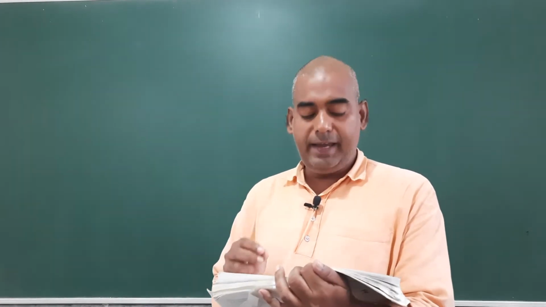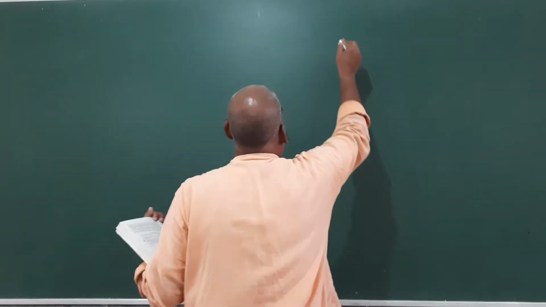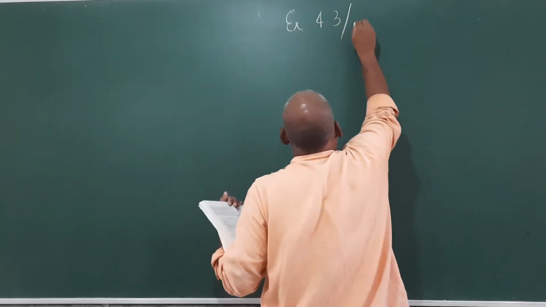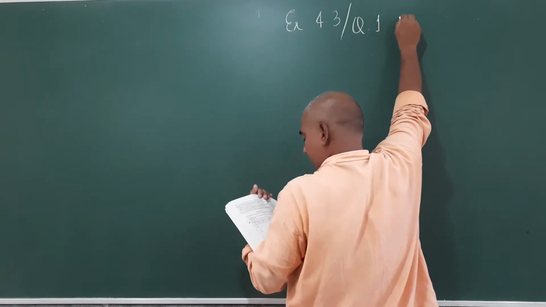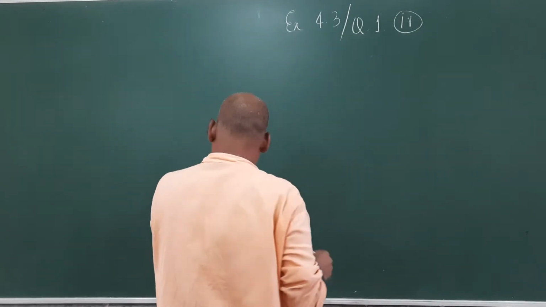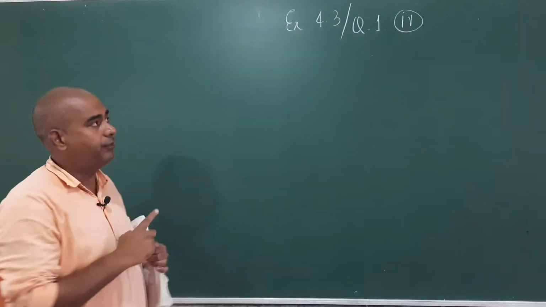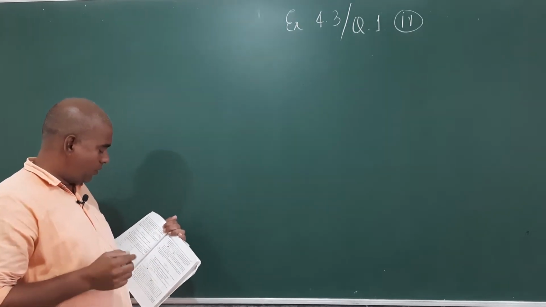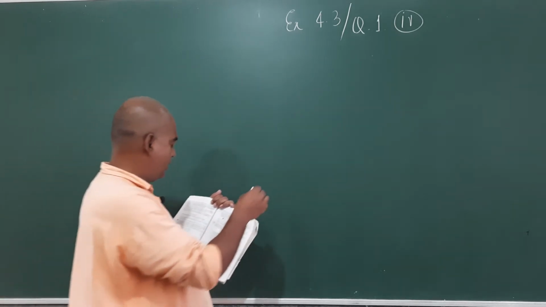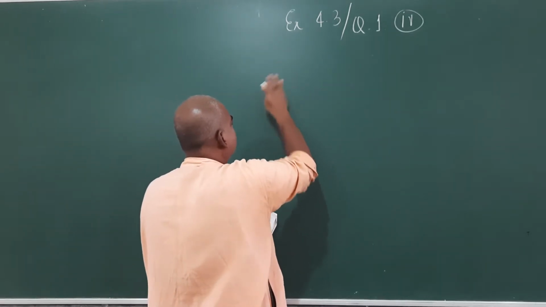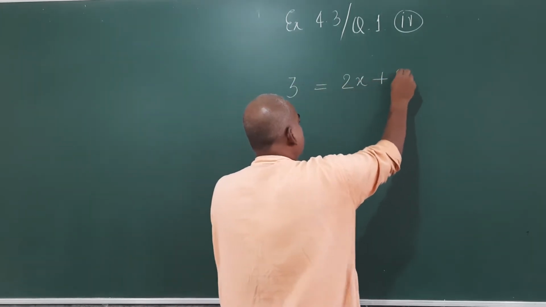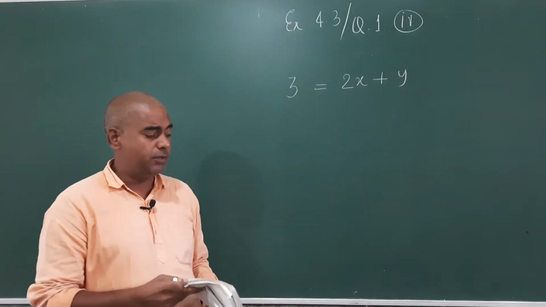Today we will learn exercise 4.3, question number 1, the second part and the fourth part. The question is, draw the graph of the linear equation in two variables, and the fourth part is 3 is equal to 2x plus y. This is the question, we have to draw the graph.